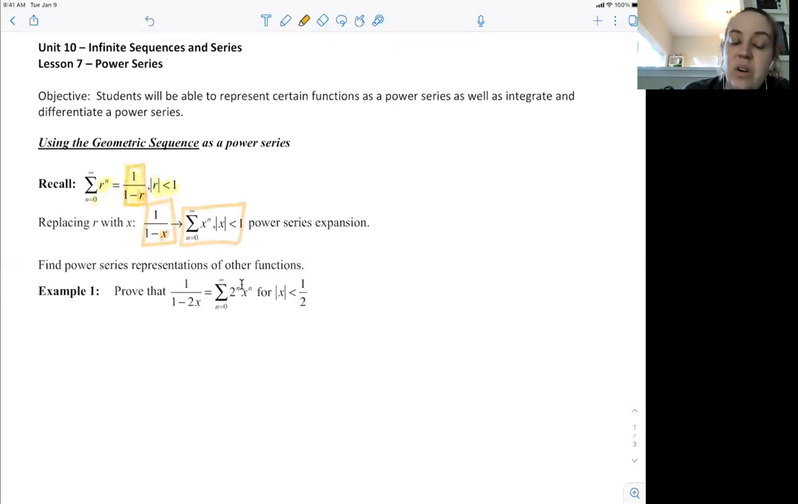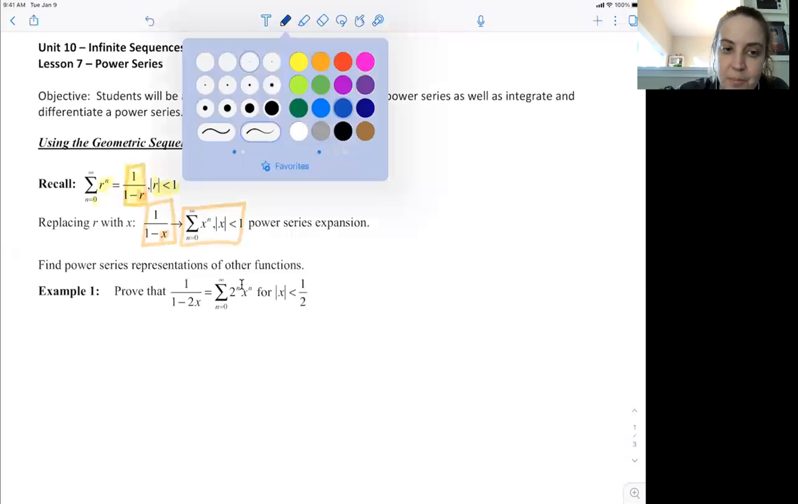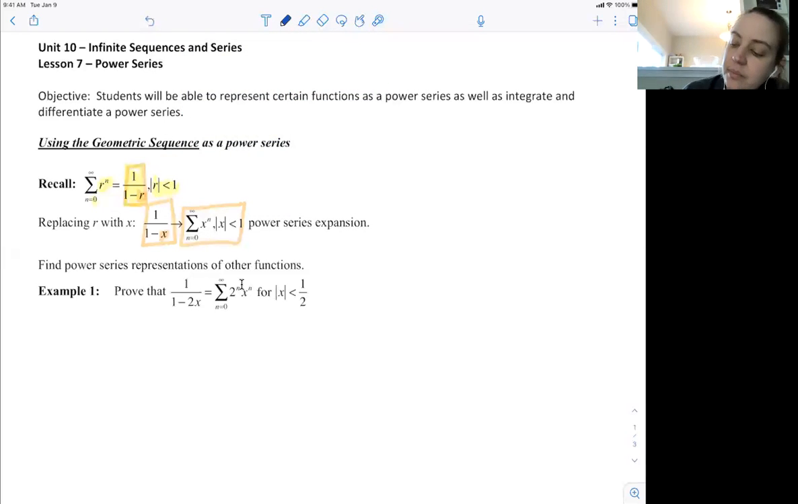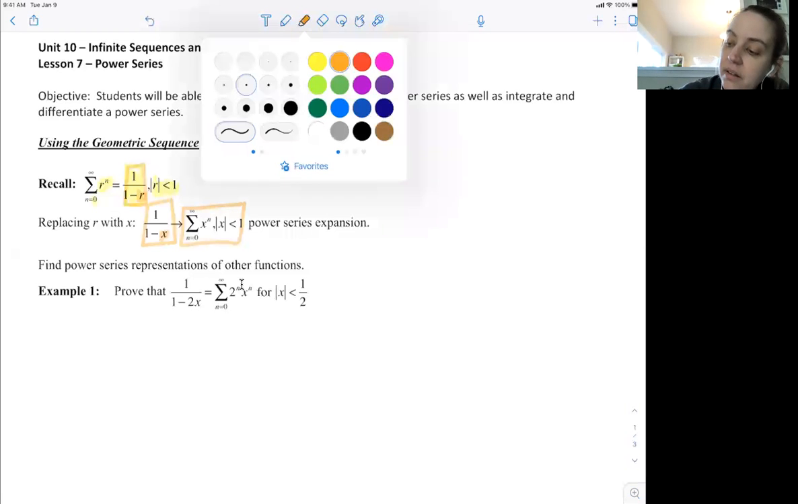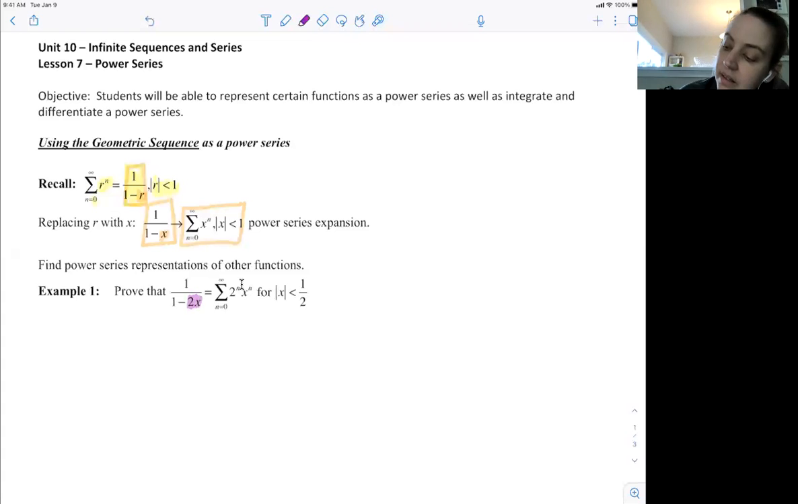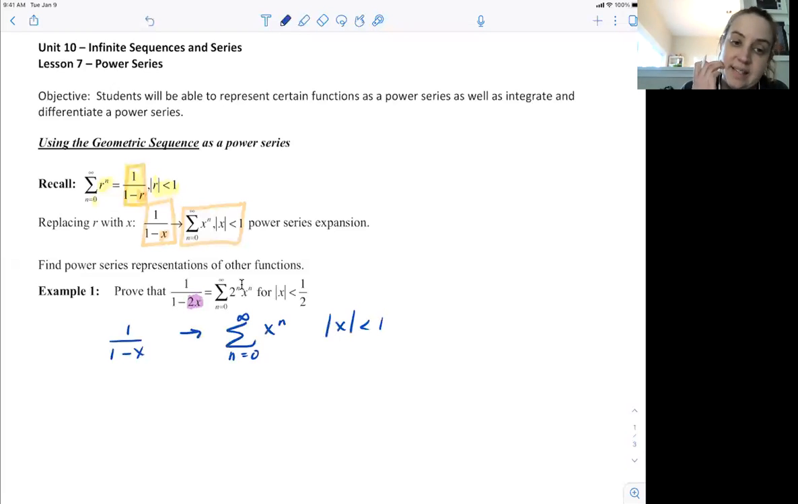We're going to prove that 1 over 1 minus 2x is equal to the series from 0 to infinity of 2 to the n, x to the n for x less than 1/2. This looks kind of wacky, but we're going to take this nice and slow. So if we look at 2x, we're going to replace the x with a 2x. So let me start at the beginning here. If I know that 1 over 1 minus x will become the power series 0 to infinity, x to the n, and the absolute value of x is less than 1, let's put all those things together.